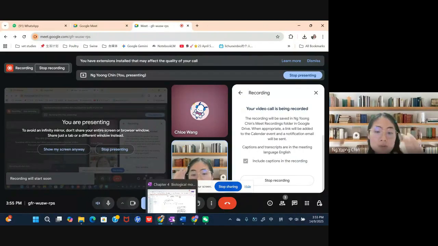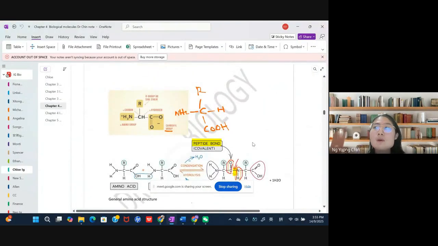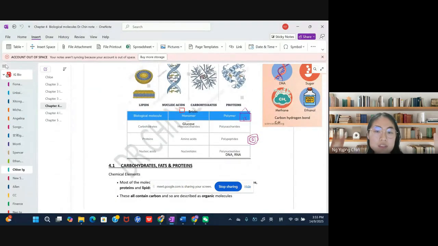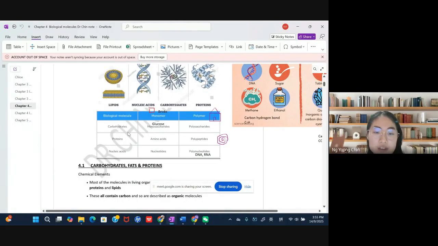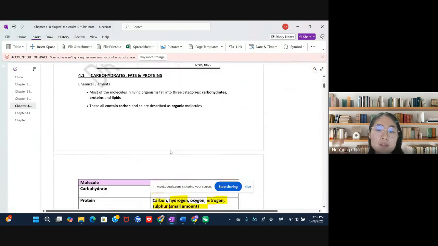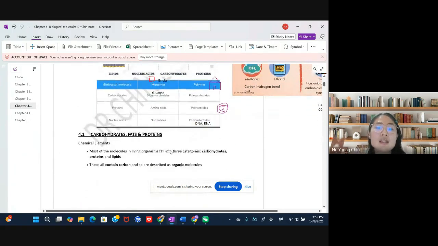Biological molecules, I mean the organic compounds. So you already know that we have 4 types of organic compound, right? Which are the carbohydrates, proteins, nucleic acids, and then one more is the lipids. Those are the organic compounds, which contain carbon and hydrogen bonds.